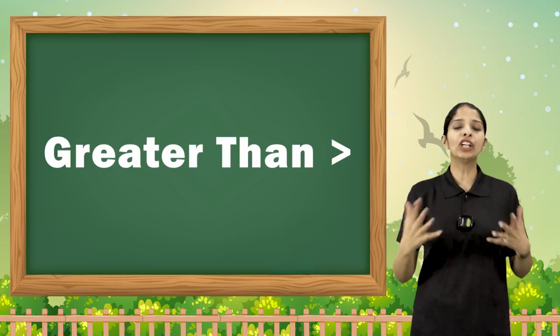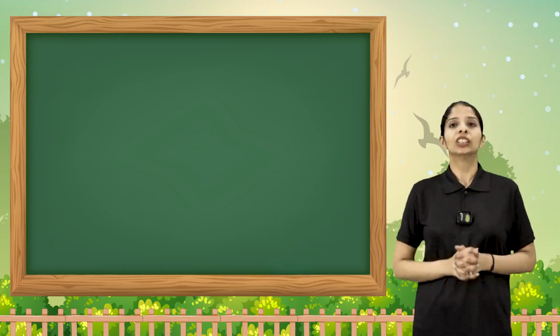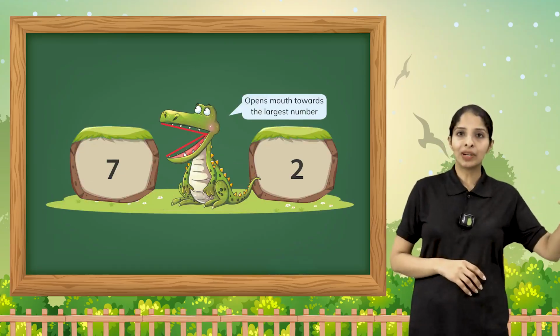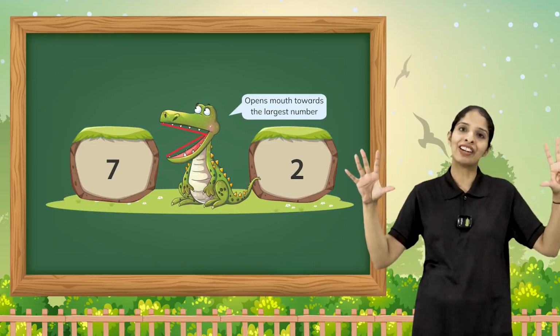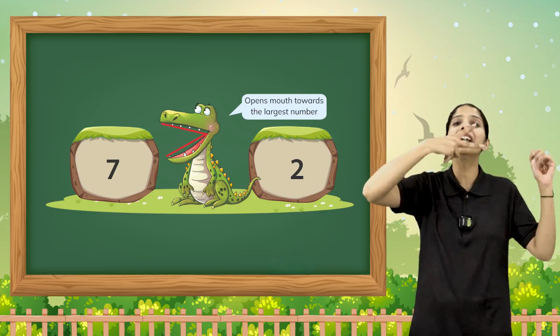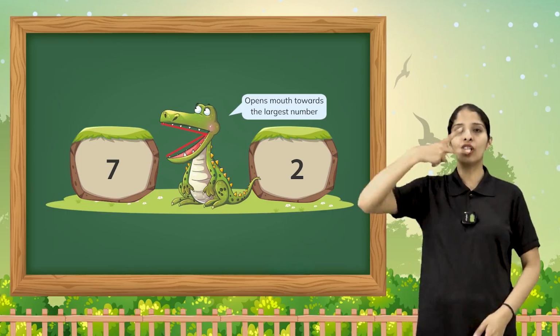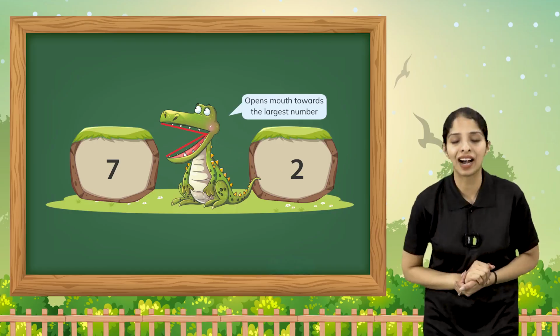Now, in your book, there are a few examples given. Let's practice them. So you can see there is a number 7 stone and number 2. Which number is bigger? 7 is bigger. So the crocodile will open his mouth towards number 7. So this will be the sign. You will put the greater than sign.